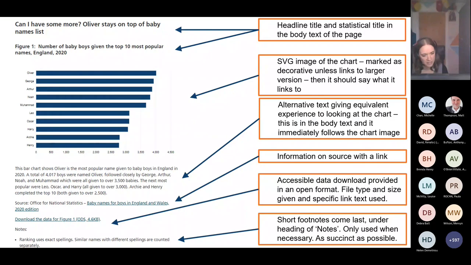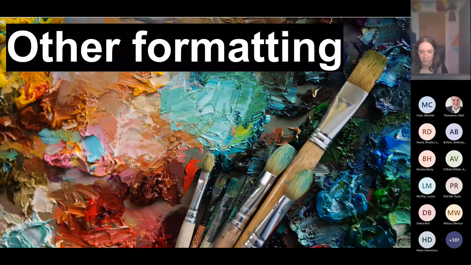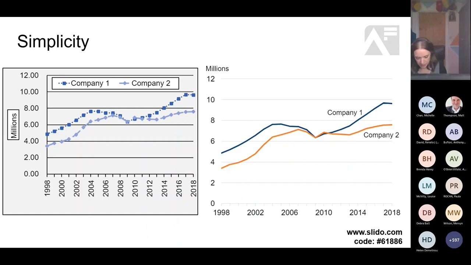Other formatting then. So this is the Slido bit. We're just going to look at some quick other bits of formatting. We're going to use Slido for this really quickly. Which of those do you think is more accessible, the left or the right? Which is more accessible, left or right?